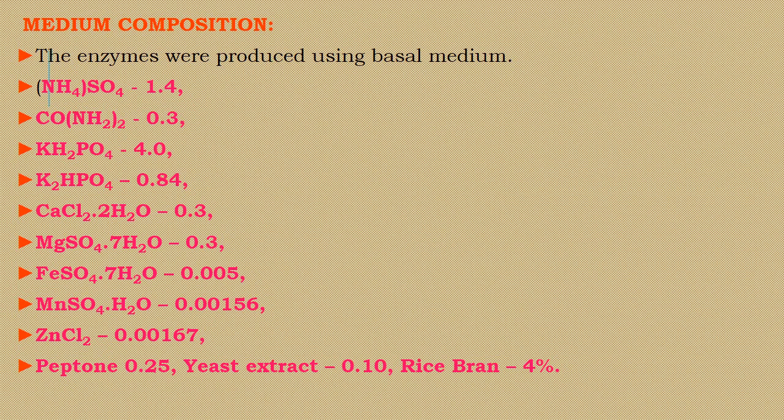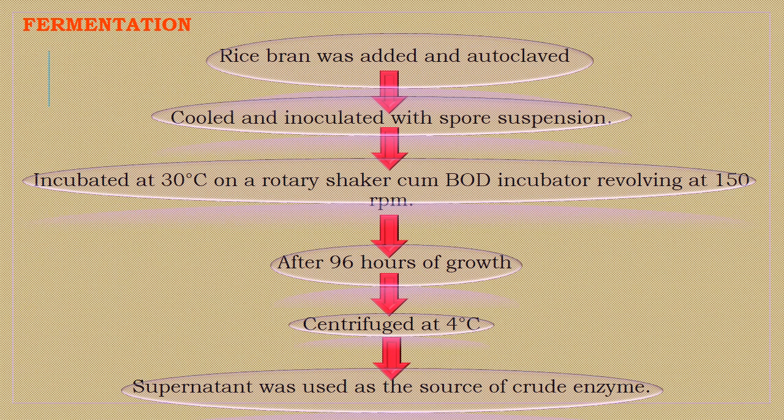So this is the media composition, and based upon this we will also use some of the molasses as a carbon source, and some industries will also go for beet molasses, sugarcane molasses and all. Then, once that is over, we are going to see the overall upstream processing.